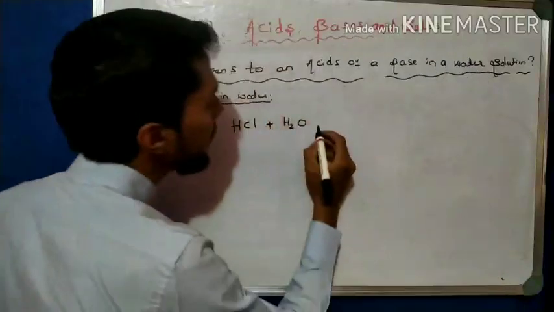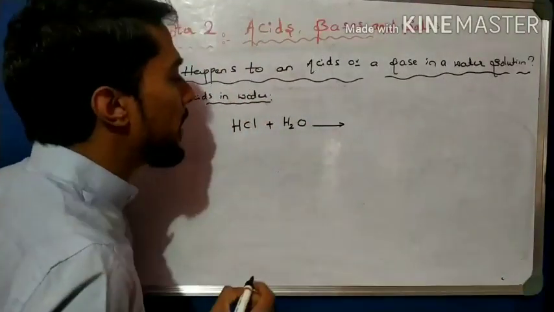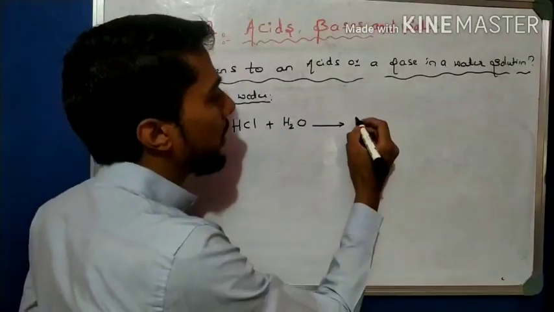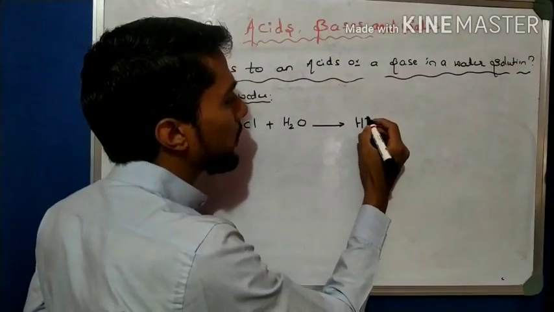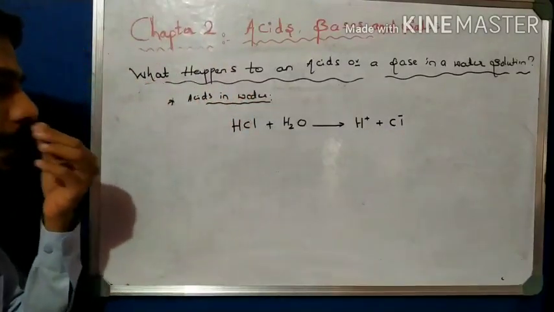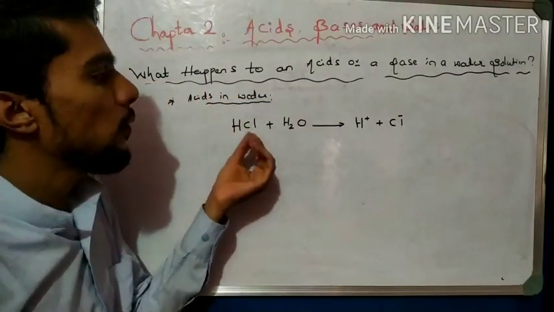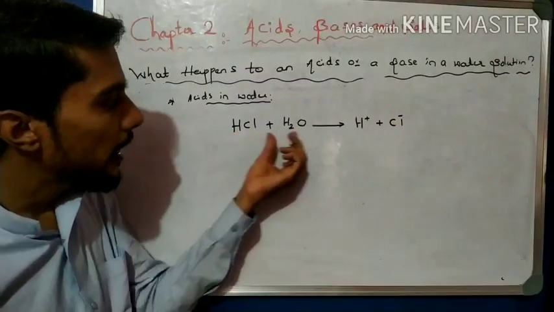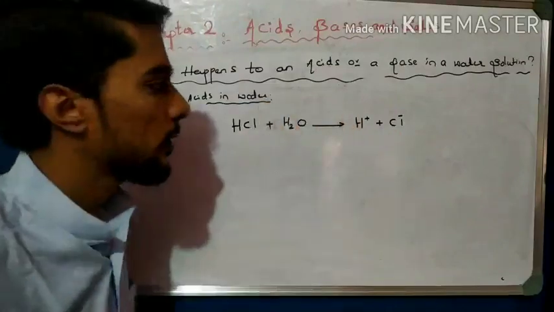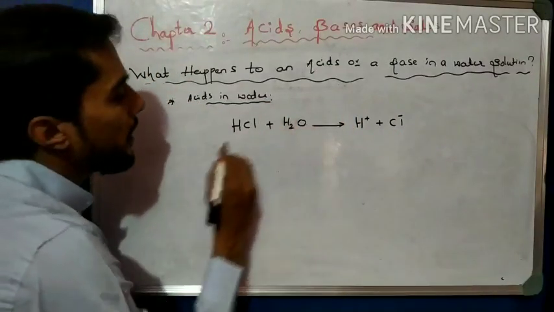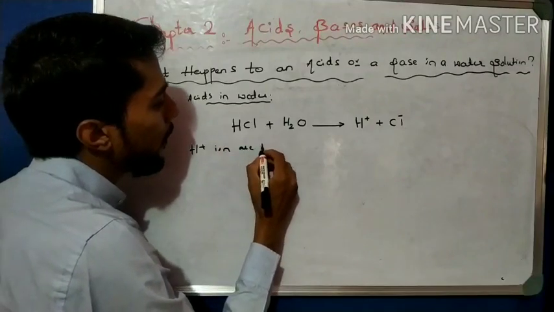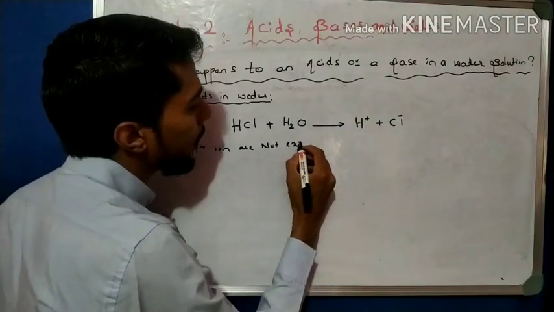So what happened here? When acids are in water, we know that acids produce their H plus ions in the water. So what is the reaction here? They produce H plus ions plus Cl minus ions. Right? So this is the equation of acids in water. Acid is hydrochloric acid; in water H2O, they form H plus and Cl minus ions. Right? So now in one case, H plus ions do not exist alone.